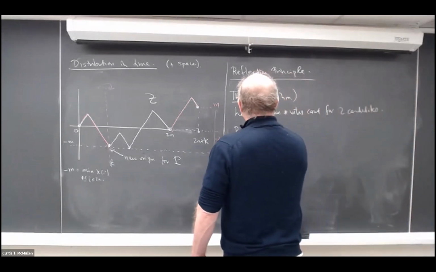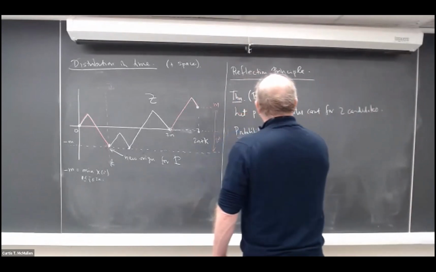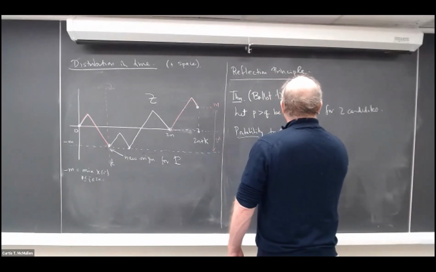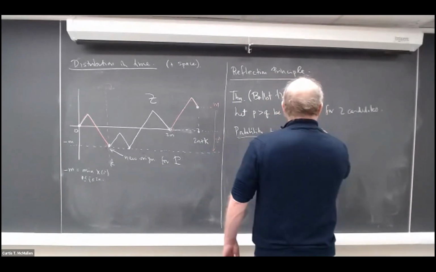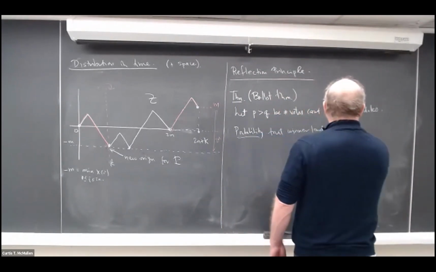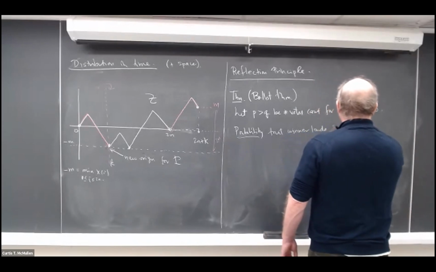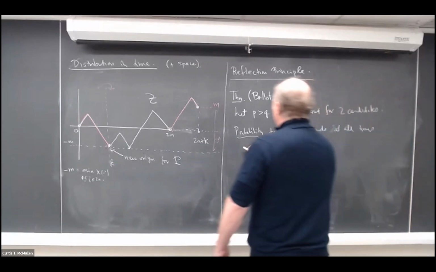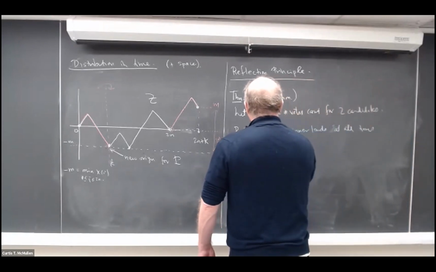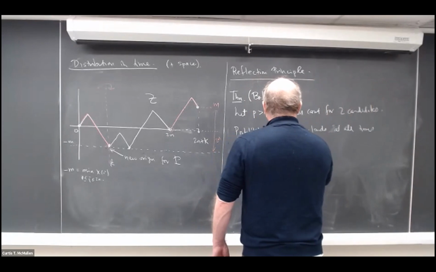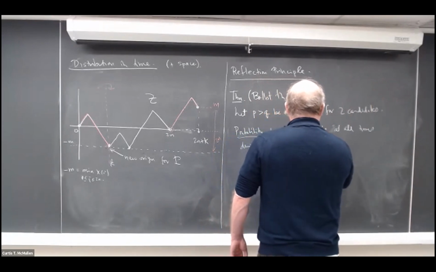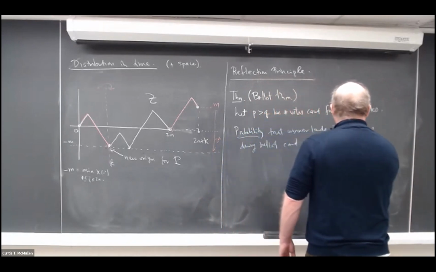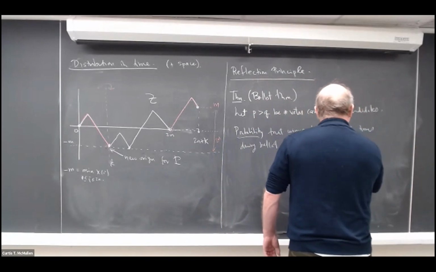The probability that the winner leads at all times during the ballot count is P minus Q over P plus Q.